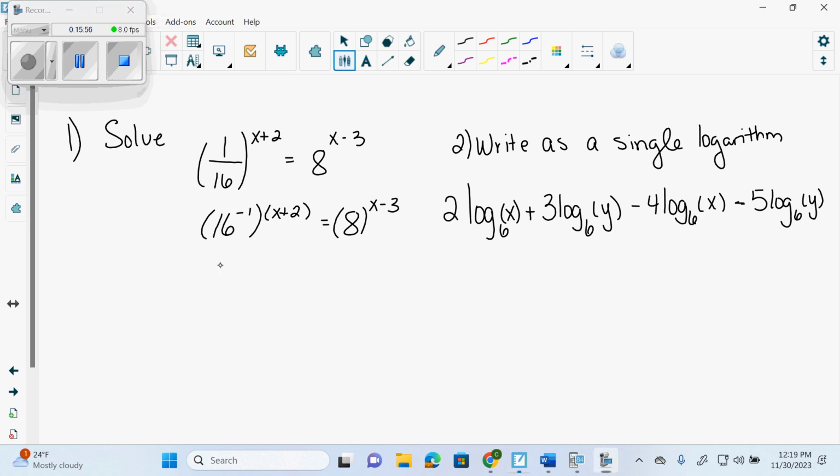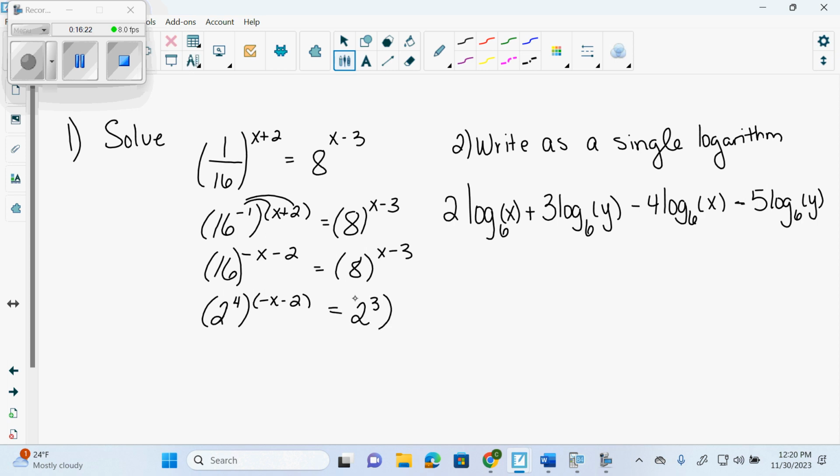So we have 16 to the negative x minus 2 equals 8 to the x minus 3. What base can I make them both be? Base 2. 16 is 2 to the 4, to the negative x minus 2, and 8 is 2 to the 3, to the x minus 3. Then I have to remember to distribute that. So I get 2 to the negative 4x minus 2 equals 2 to the 3x minus 9.